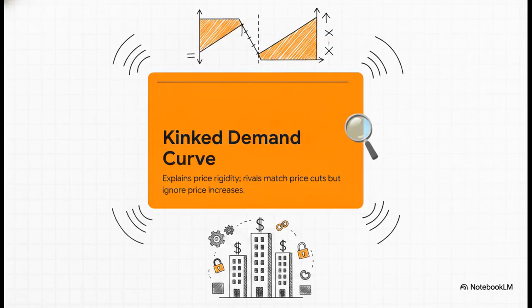So the crucial takeaway here is that this intense fear of retaliation creates something totally unique, an indeterminate kinked demand curve. It basically locks prices in place, causing this phenomenon called price rigidity. Why? Well, if you lower your price, all your rivals immediately match it to keep their customers, meaning you barely gain any new revenue. But if you raise your price, your rivals just ignore you, keeping their prices low, and you end up losing massive amounts of customers. Therefore, in an oligopoly, prices tend to stay stubbornly stuck right at that kink.